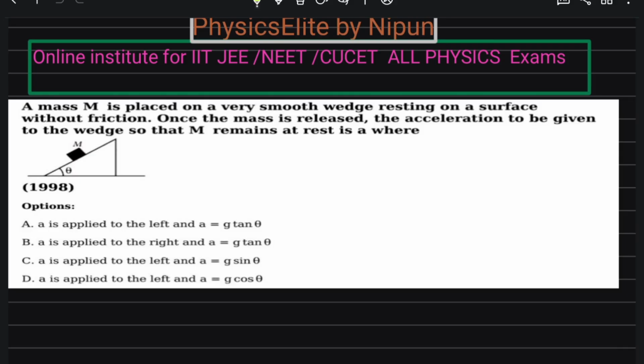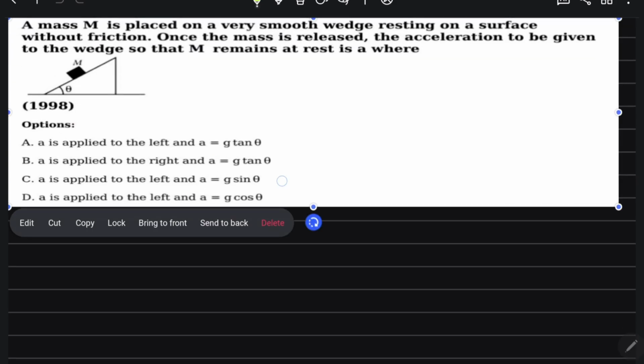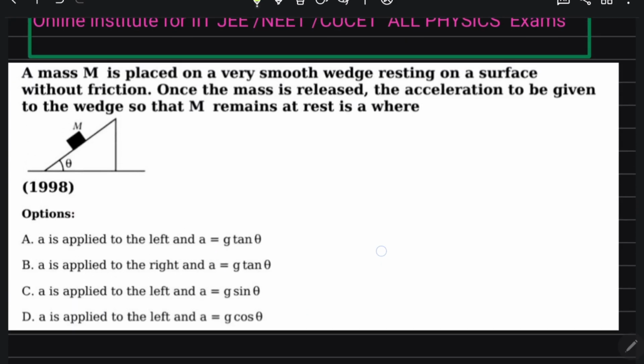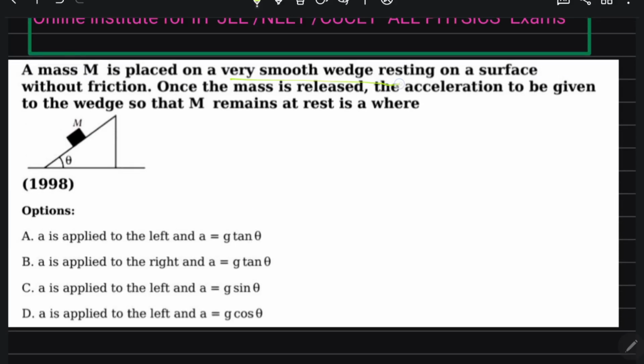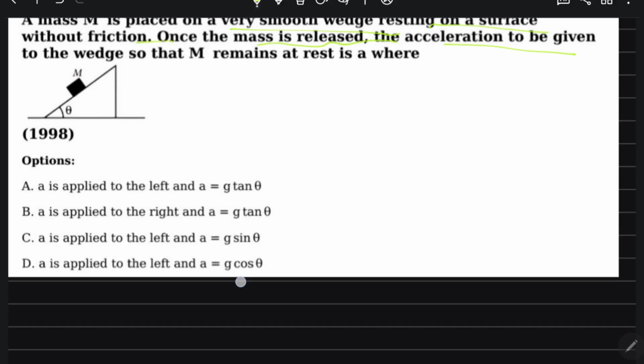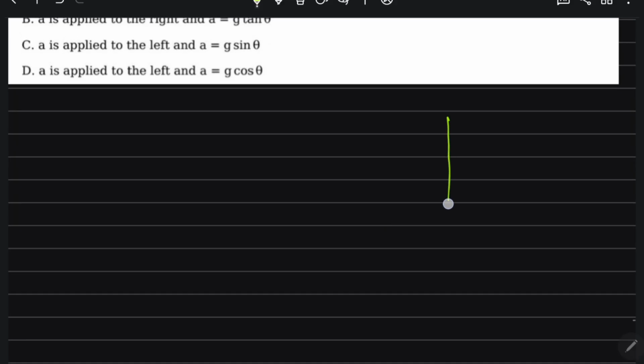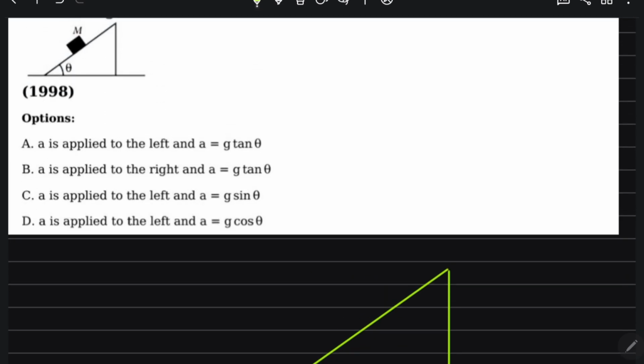A mass m is placed on a very smooth wedge resting on a surface without friction. I will draw it bigger so that we can understand and see the diagram very easily. Once the mass is released, the acceleration to be given to the wedge so that the mass remains at rest is what? So first, I think the pseudo force concept we can use to solve the problem.